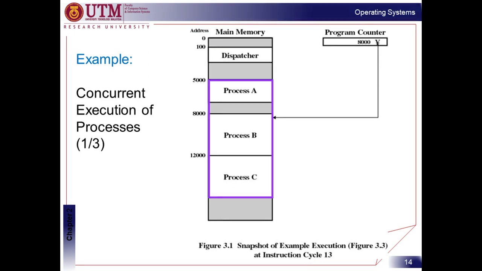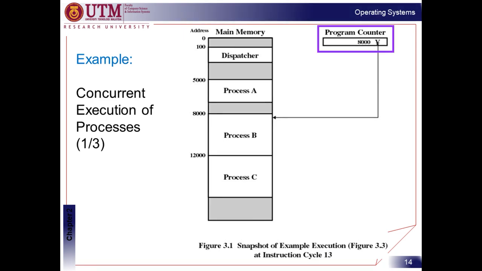Processes A, B, and C are three different processes that have been loaded into memory. Each process has its own section of memory. The numbers such as 5,000, 8,000, 12,000 represent memory addresses.